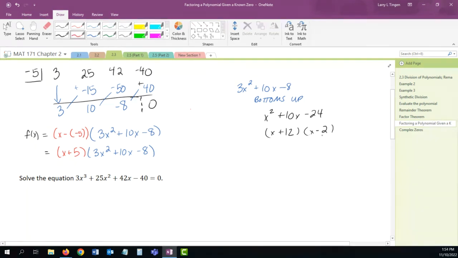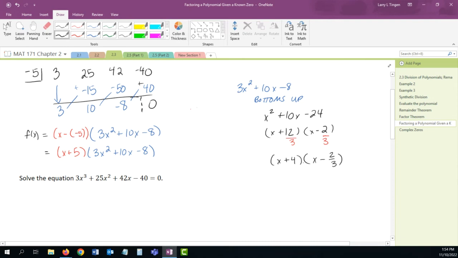Remember, though, bottoms up says, great, I'm glad you found the answer, but now come back and divide by that a, because that a and c were multiplied to give you that 24. So now come back and undo that multiplication, and you'll find x plus 4 times x minus 2/3.